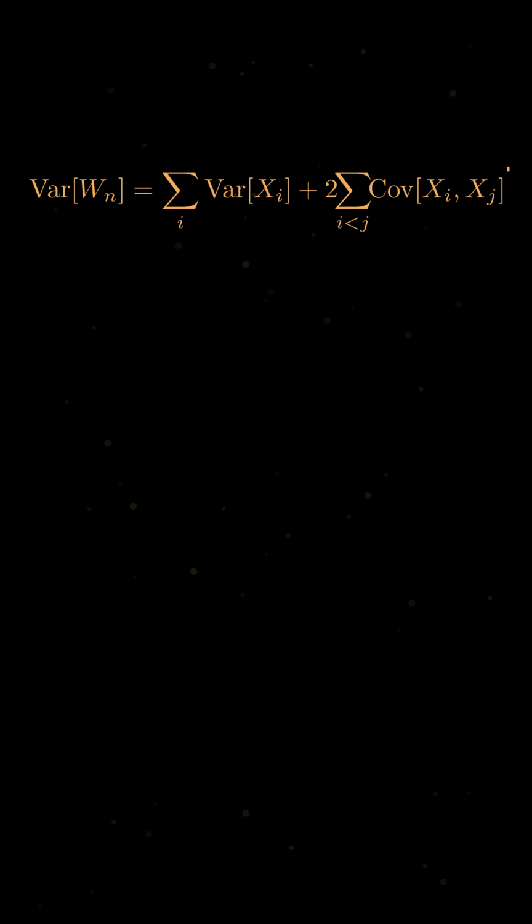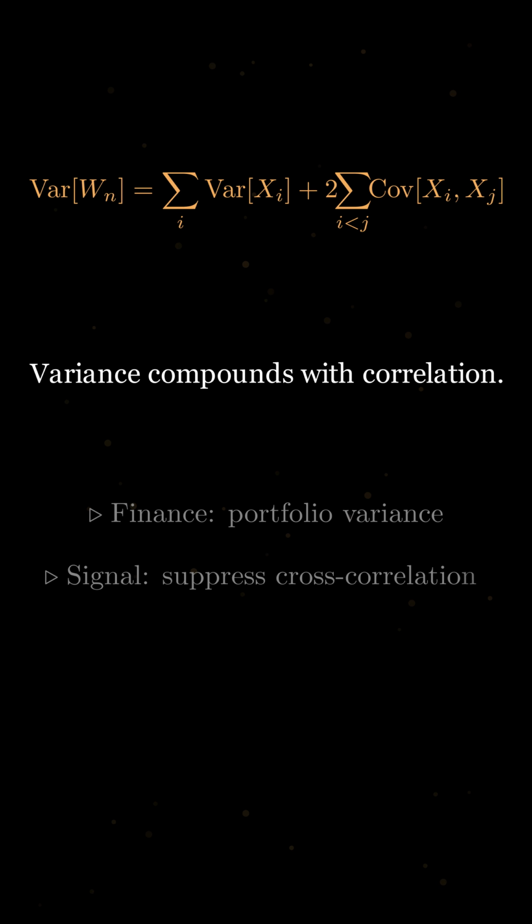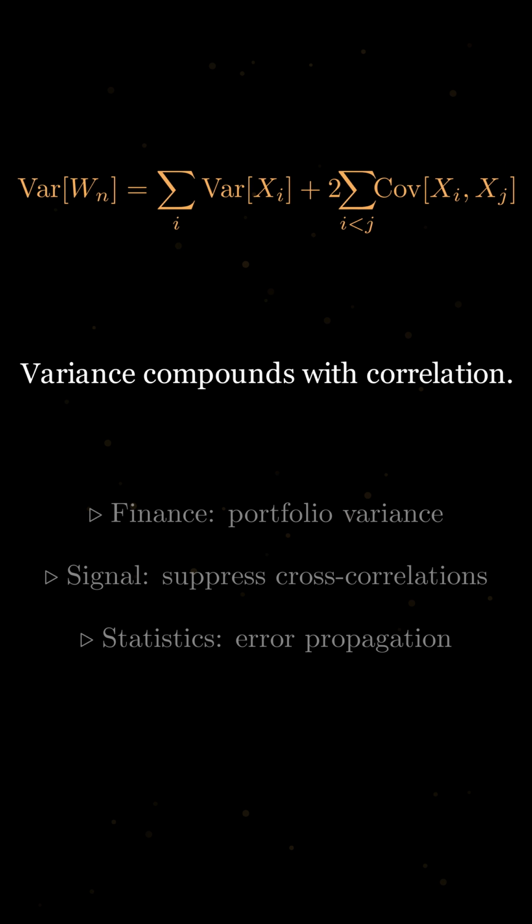The covariance matrix encodes everything. In finance, off-diagonal correlations make portfolio variance explode. In signal processing, they are the cross-correlations you must suppress. Whenever random variables interact, variance compounds.